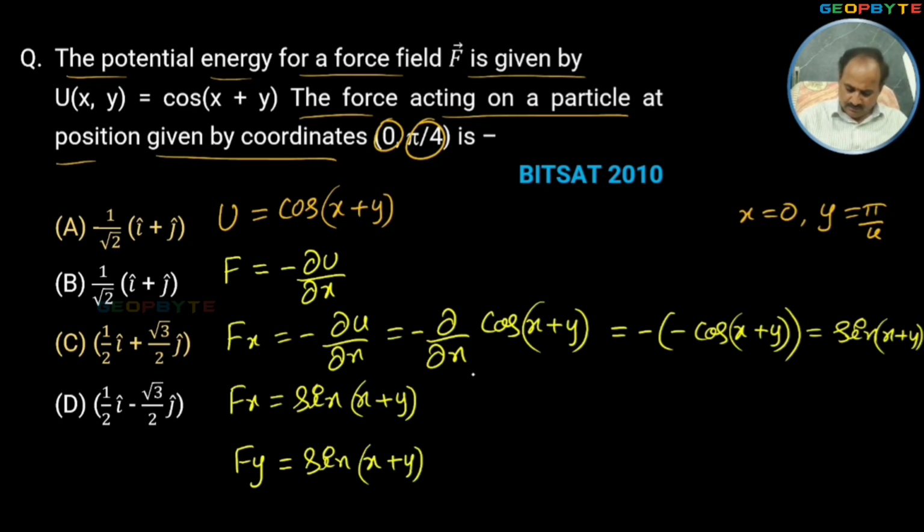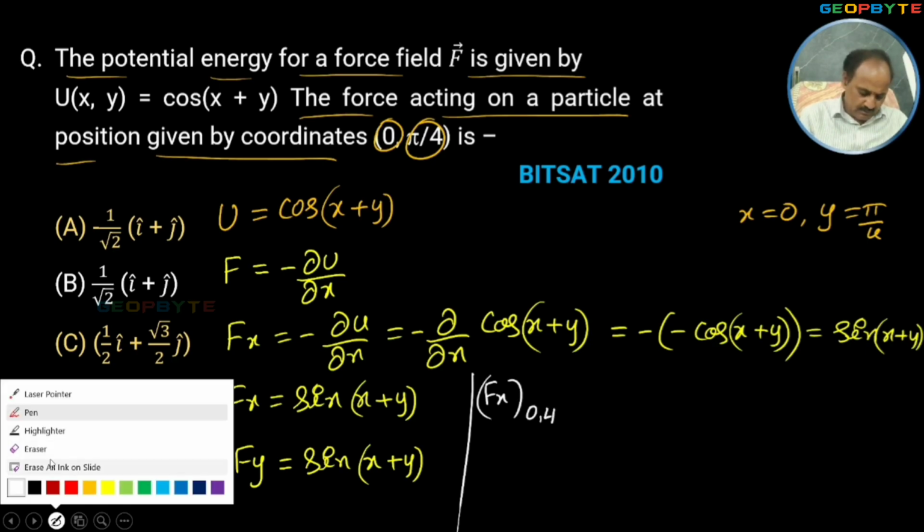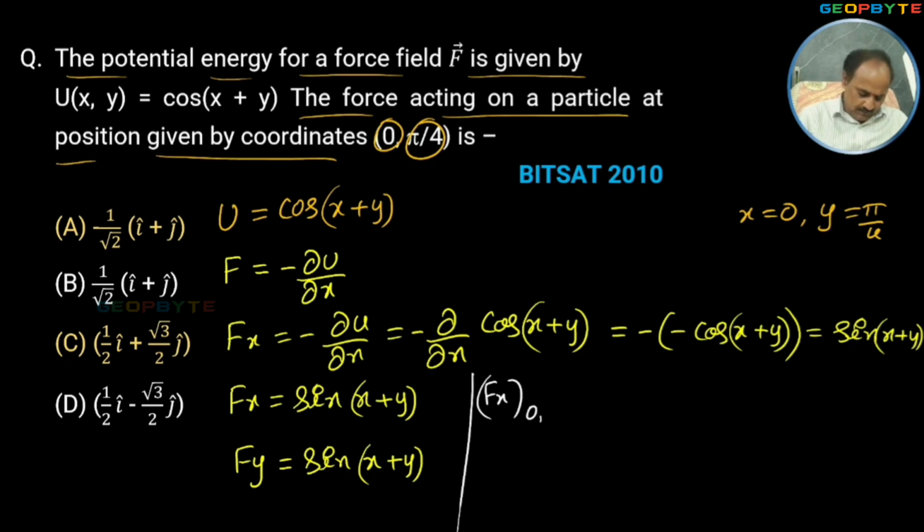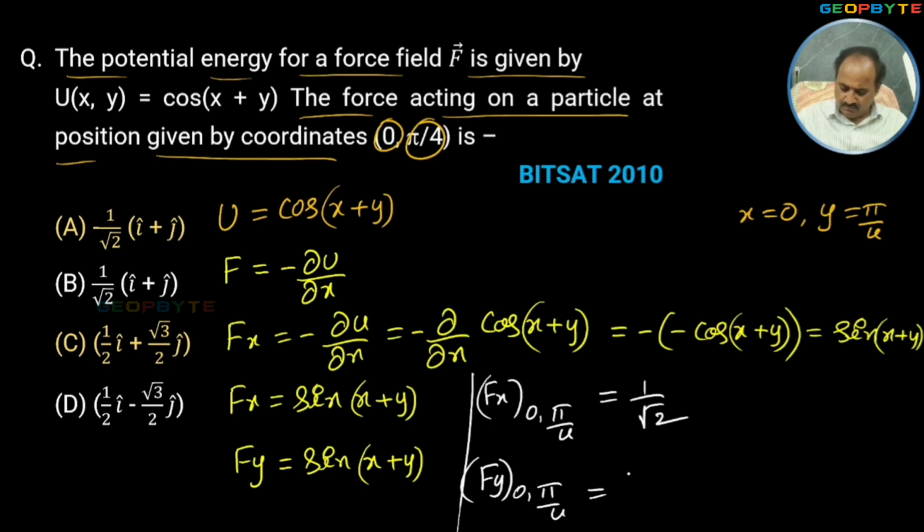Then F_x value at (0, pi by 4). Let me write it clearly. F_x at (0, pi by 4) equals sin(0 plus pi by 4), that is sin 45, which is 1 by root 2. Similarly, F_y at the coordinate (0, pi by 4) is also equal to 1 by root 2.